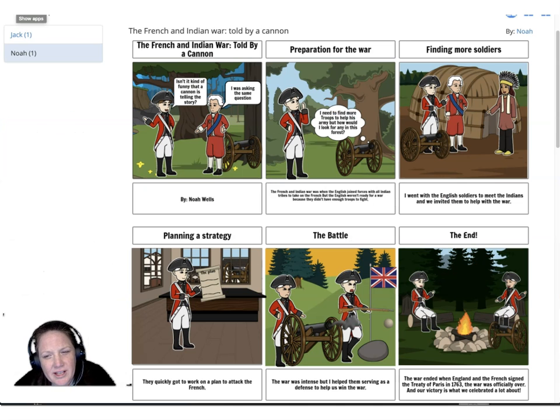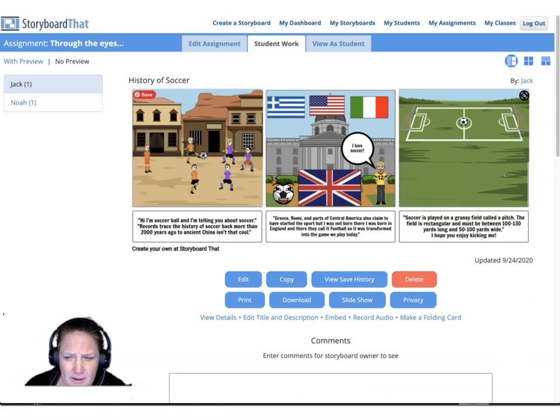I wanted to show you an example of what one of my students did, the French and Indian War told by a cannon. And you have to do 6 pictures. So this is how theirs turned out, just like this. I thought it was pretty cool how he did that one. And another boy did this one. It looks like he just did 3 pictures, but I really want you to do 6.